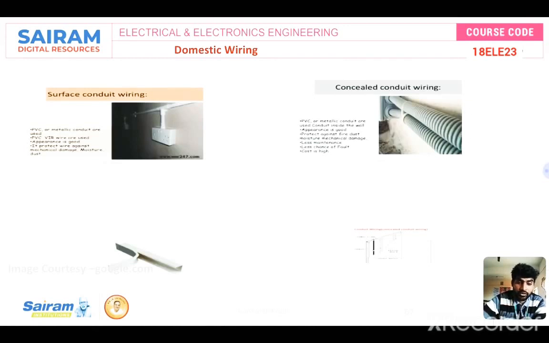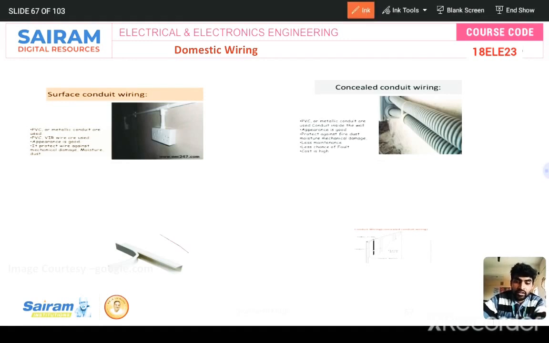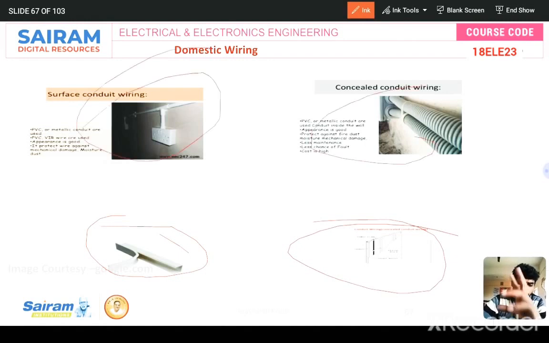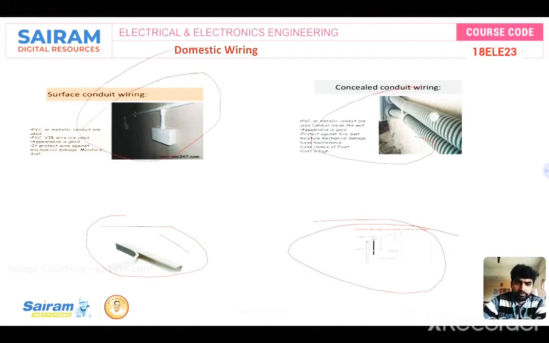And this is concealed conduit wiring. Before constructing the building, they used to keep pipes, and then they pass some wires into them, and we are using them. This is the present situation. In our college also we have this type of wiring, casing capping. It is available in all the rooms. This is concealed conduit wiring. Before constructing the building, we place it inside the wall. This is open conduit, surface conduit. This is concealed conduit. Before constructing the building, keep it in your mind.